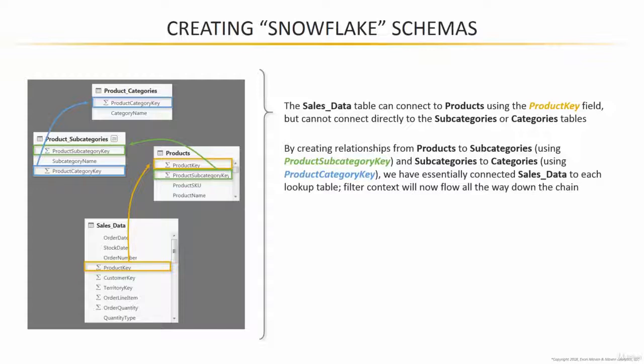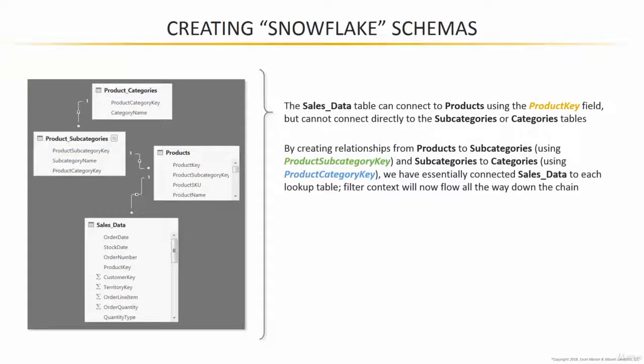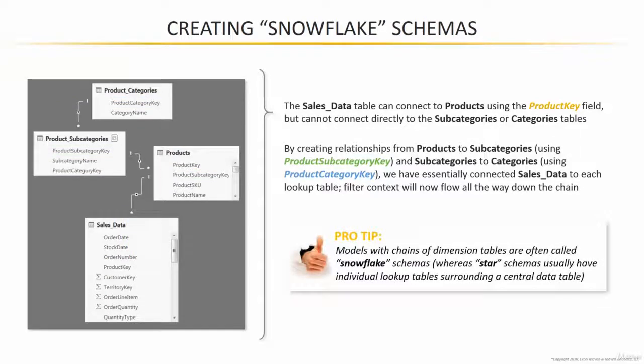So when you create those actual table relationships, it looks something like this. So, little pro tip here, models that have chains of lookup or dimension tables like this are often called snowflake schemas, whereas star schemas generally have a bunch of individual lookup tables surrounding one central data table. So let's hop into our relationship view and build out these product relationships.